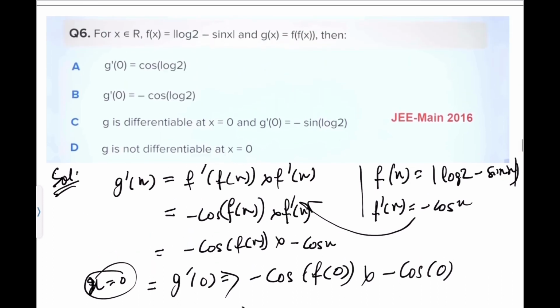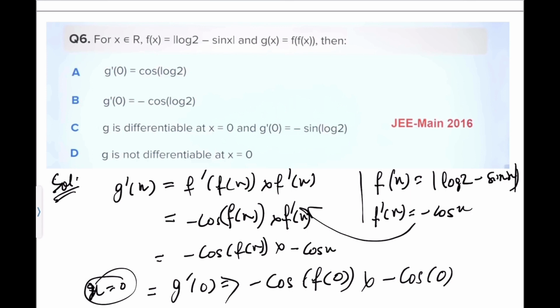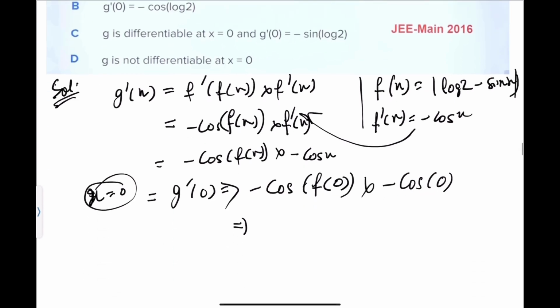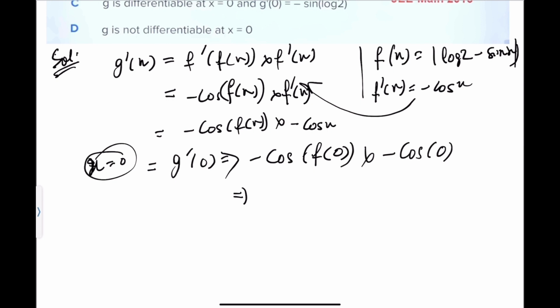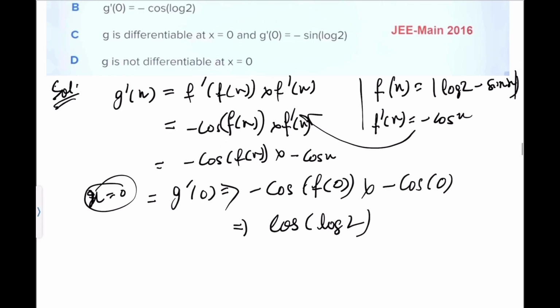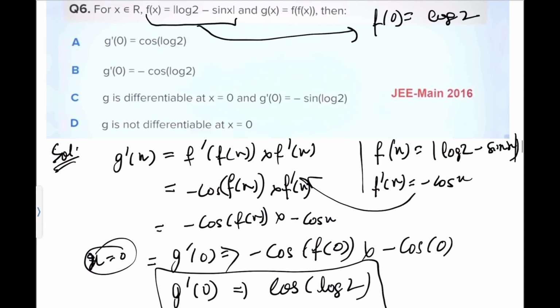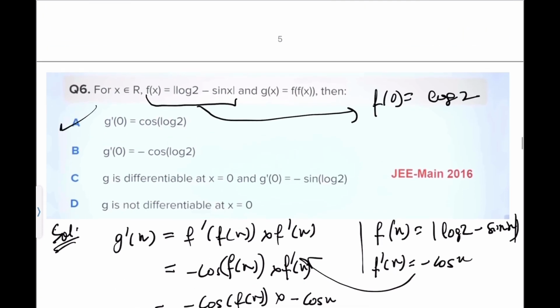Since our f(x) at 0, f(0), will be log 2, the final answer will be cos of log 2. So g'(0) will be cos of log 2. Option number A.